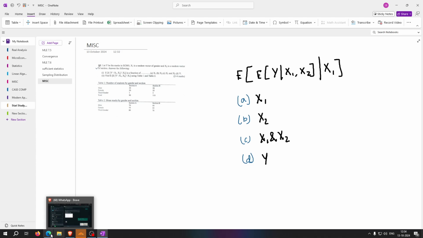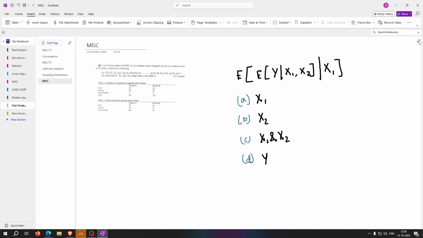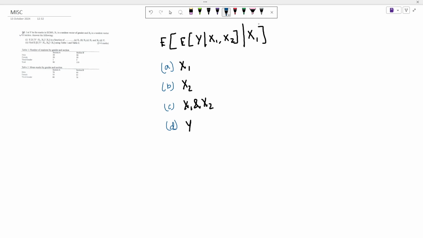So first thing to keep in mind, let's start off with something really simple. Let's say I have a different scenario. Expectation of y. This is just a number, right? What is expectation? Expectation is just an average. So whatever this y is, expectation of y is just the average of y. So just a number. Expectation of y given x is a random variable, right? So this is not just a number. This is the average of y given something.